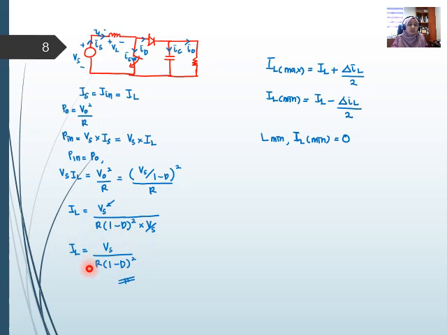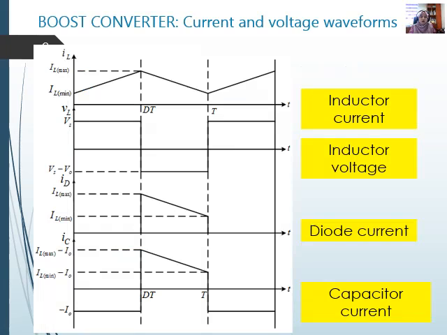Once we get this average inductor current, we will be able to find the IL max, IL min, and also the value of the minimum inductor. This is the waveform that you will get whenever you do the analysis for the voltage and current waveforms. The first one is the inductor current, the second one is the voltage across your inductor. Then we have your diode current, which is a trapezium shape. And then we have the capacitor current. For steady state analysis, the capacitor current will be ignored, however in practice you can still observe the waveform.